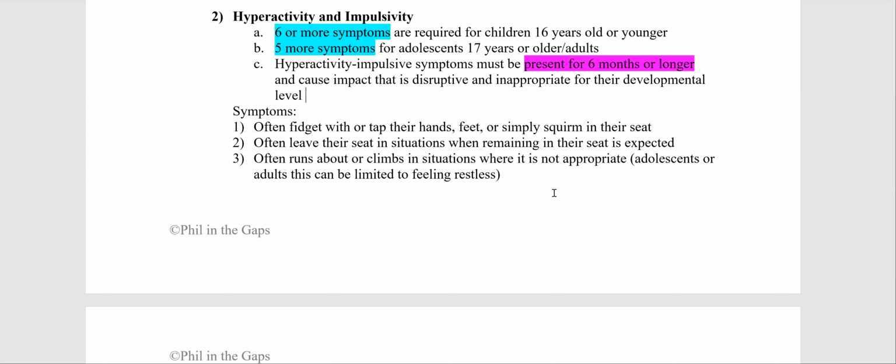And other people are like, what are you doing? Why are you getting up out of your chair? And they're like, I don't know, I just got bored in the activity or in the situation. They often roam about or climb in situations where it's not appropriate. In adolescents or adults, this can be limited to feeling restless. They just have so much energy.